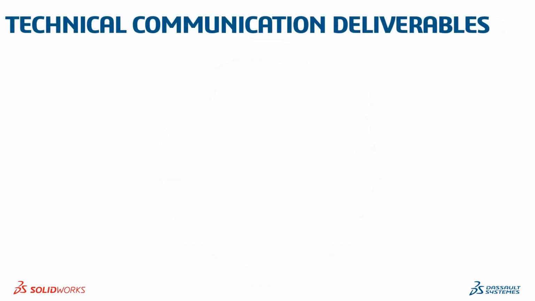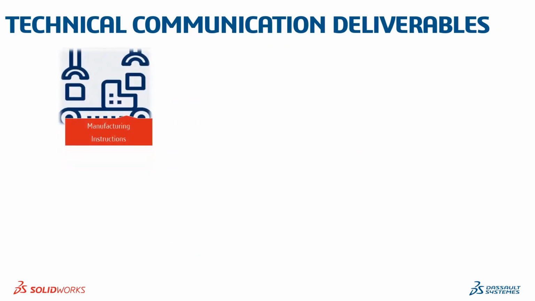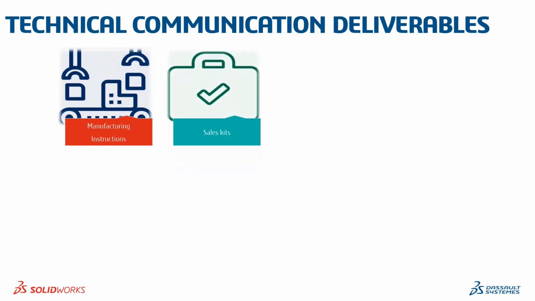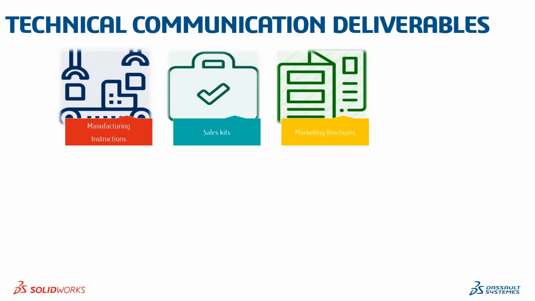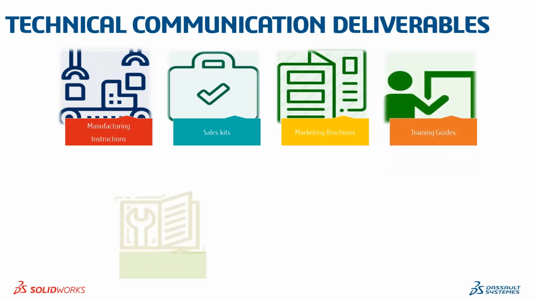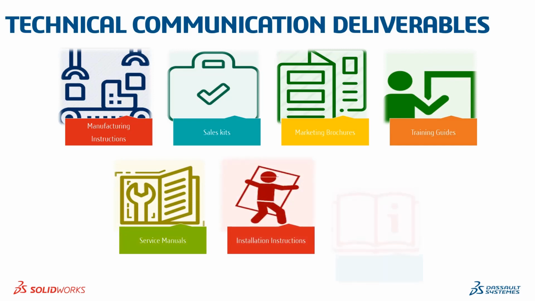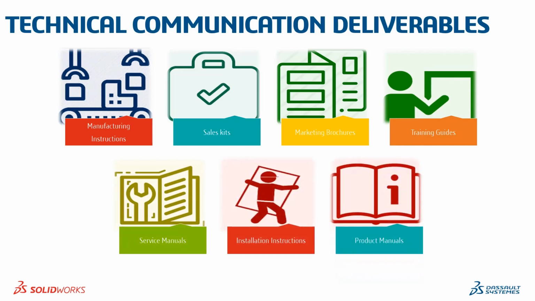So, what kinds of documents and deliverables are available with technical communication? There are manufacturing instructions, right? We have seen in our videos the assembly guides, right? Then the sales kits, which can be utilized by the sales team, the marketing brochures or the banners, the training guides, service manuals, installation instructions, and product manuals. We can create various kinds of deliverables by utilizing technical communication.